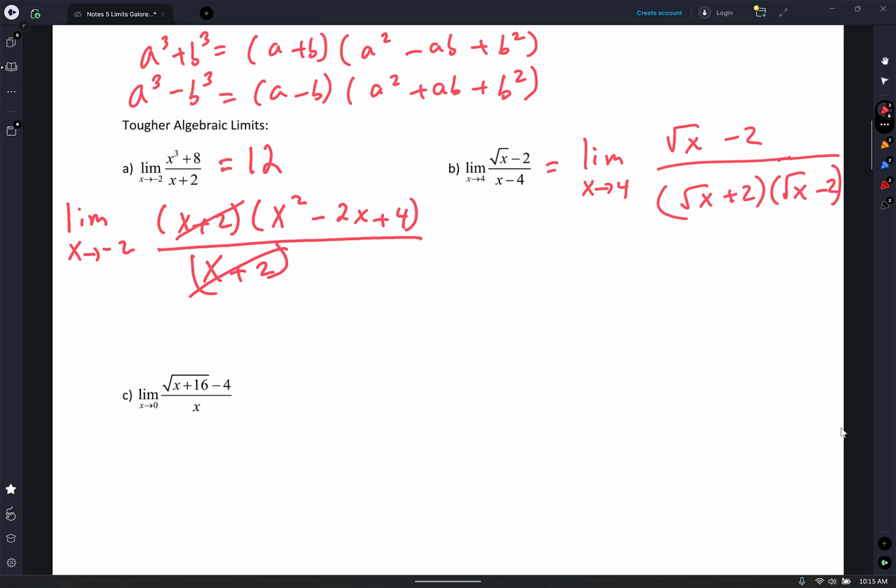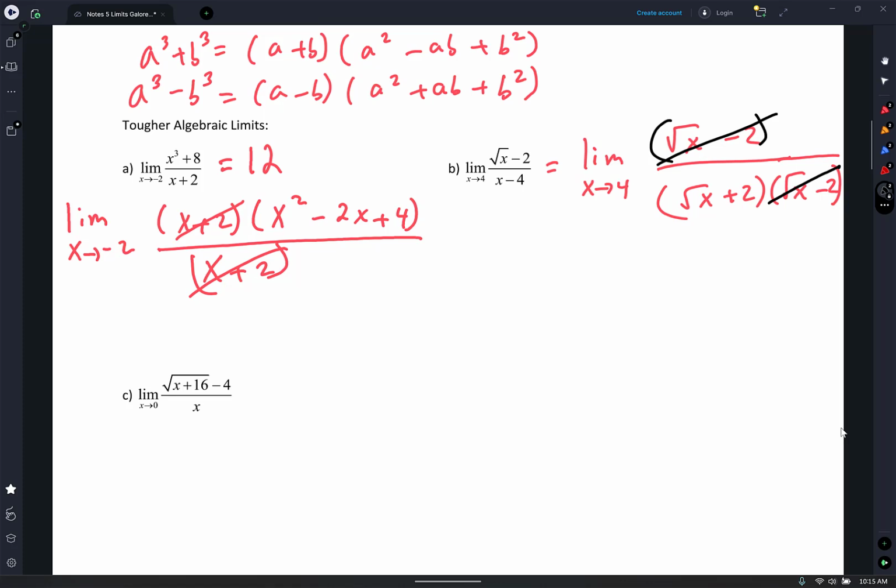Oh, you don't like that? Square root of x times square root of x is x, and 2 times 2 is 4. If you don't like that, you can multiply by the conjugate, multiply by square root of x plus 2 over square root of x plus 2, and you'll get your x minus 4. Are we okay, guys? All right, what cancels out? The square root of x minus 2.